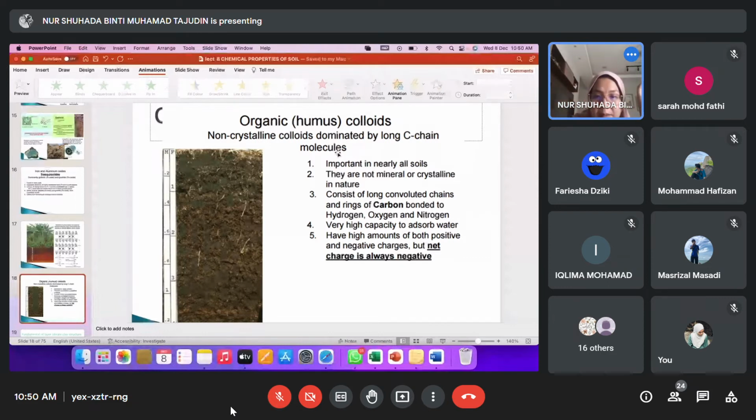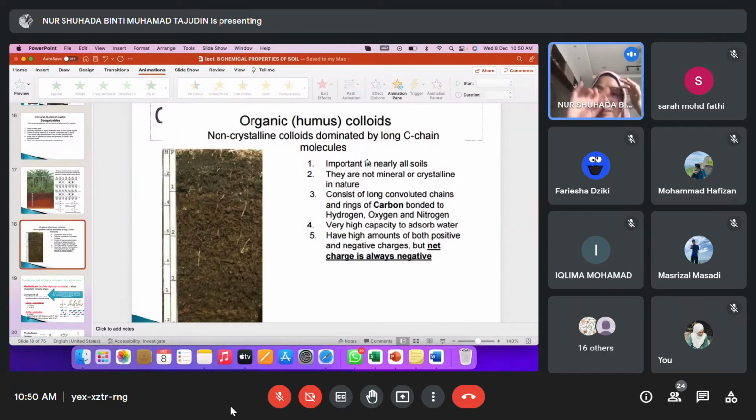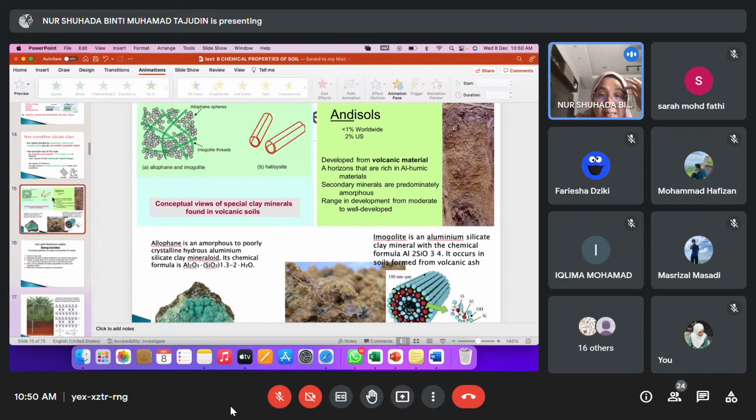Is there a picture? Okay, long carbon chain, meaning it looks like this. It looks like this, but this is not orange, it is a carbon chain. The carbon chains are attached together, but it doesn't have a structure like this. A crystalline structure should have a crystal structure.